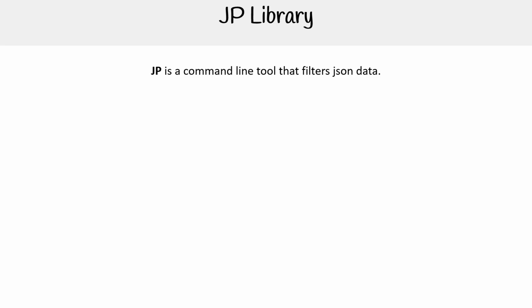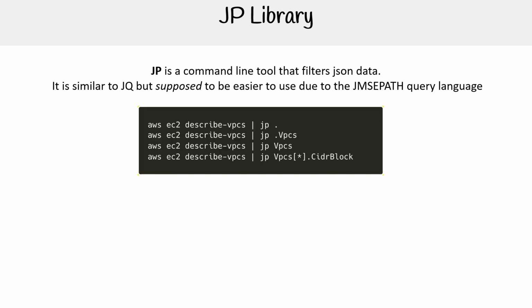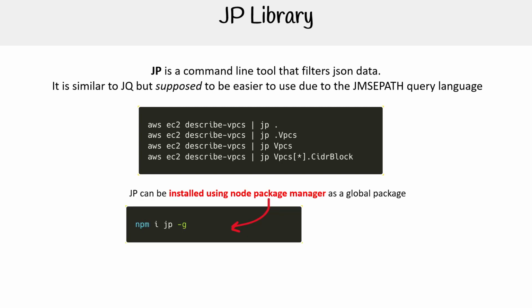So the JP library is a command line tool that filters JSON data. If that sounds similar to JQ, that's because it is, and it was intended to be easier to use than JQ because it utilizes the JMESPath query language, whereas JQ has its own language. So here's an example of using JP, and you can kind of get an idea of the JMESPath query language. And the way you would install this tool is actually through the Node Package Manager.